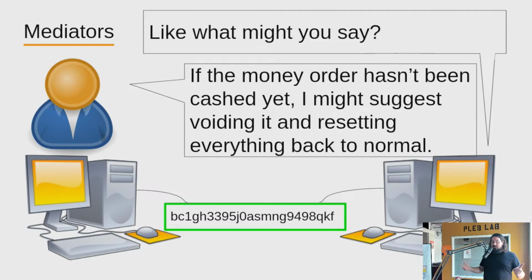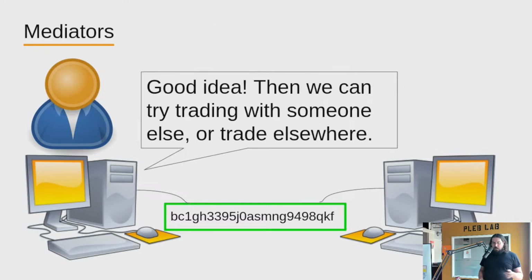He might suggest, like, if you're using a money order and it hasn't been cashed yet, try voiding it. Most places will let you go to them and void the check, resetting everything back to normal, and then just try and trade with someone else. And you can do that if the check hasn't been cashed yet. So he might suggest that, and then we don't need to send the money to Bisq. We can just take our money out of the Bitcoin address and try again. Then we can try trading with someone else or trade elsewhere.